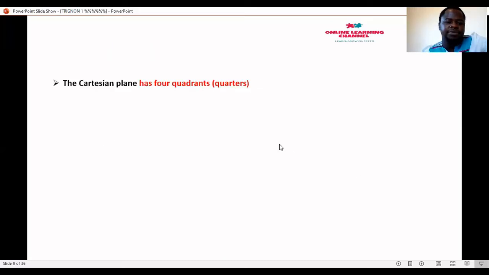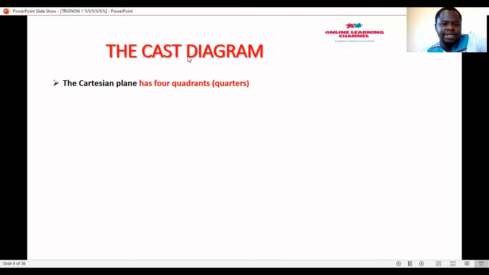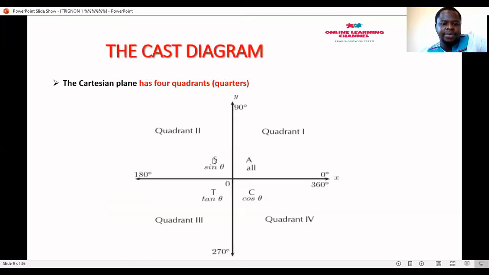Okay, this is simple. So let's look at the CAST diagram. The Cartesian plane has 4 quadrants, or 4 quarters. This is your first quadrant, this is your second, third, and your fourth. Here you have 0 degrees, plus 90 you have 90 degrees, plus 90 you have 180 degrees, plus 90 you have 270 degrees, plus 90 you have 360 degrees. So here all A, we're saying that is the CAST diagram because here is CAST. We call it a CAST diagram.